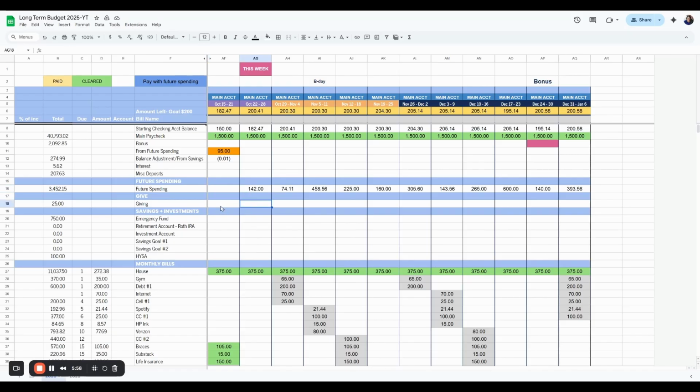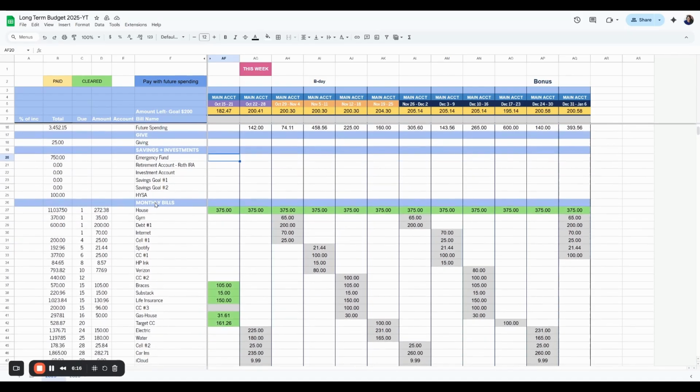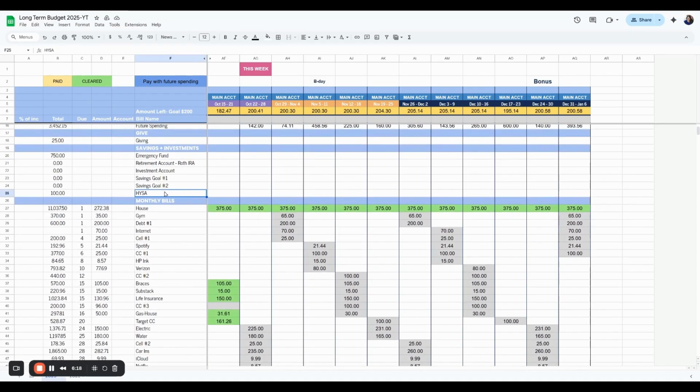Over here we have giving, then we have emergency fund. So this is if we have a big thing, like a bonus coming in, we're going to move money into our Roth IRA, investment accounts, emergency funds. So that is why this is here at the top. And here's our high yield savings account.